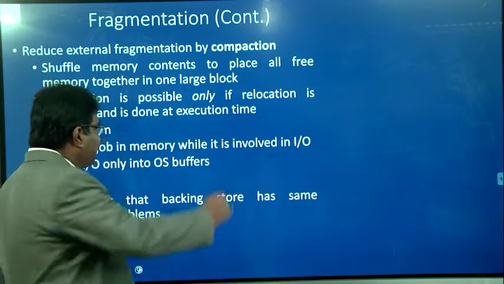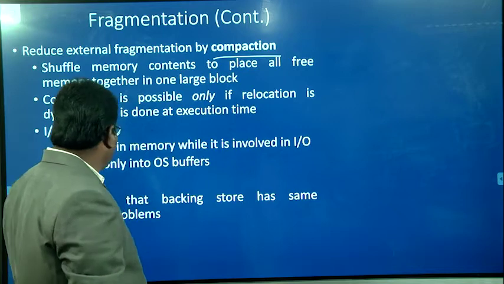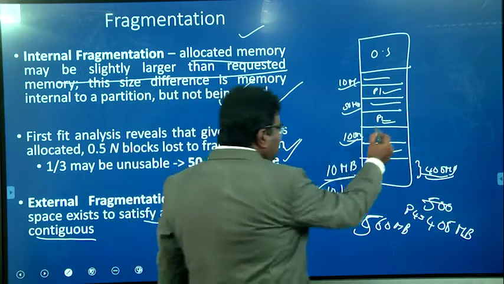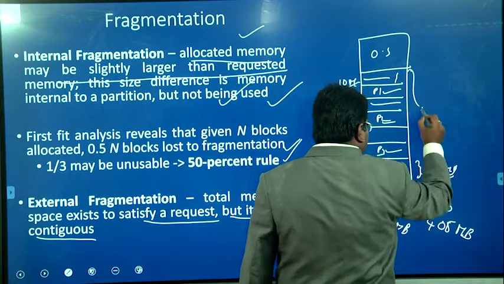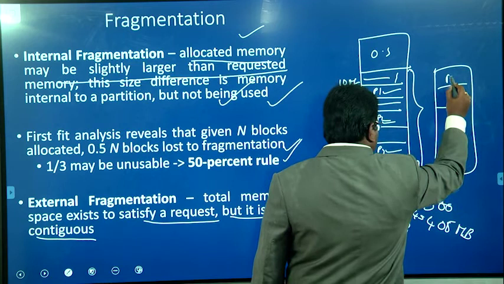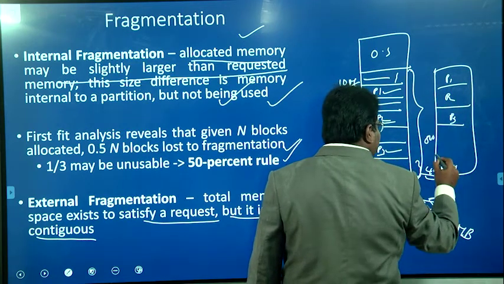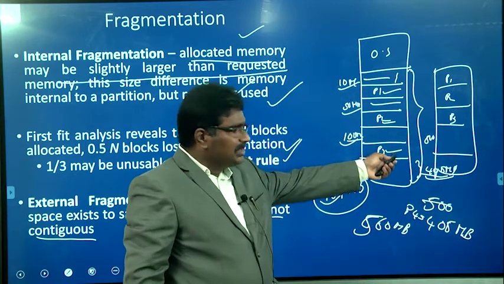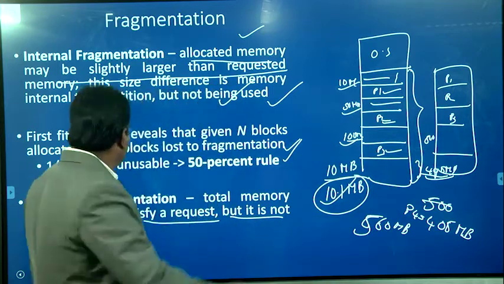What is the meaning of compaction? It is nothing but shuffling the memory contents to place all free memory together in one large block. Using compaction, for example, all of P1, P2, P3 are moved to one side. P1 is moved to the beginning, followed by P2, followed by P3. Then 560 MB of free space is generated. Then 405 is allocated to P4, and the remaining 155 MB of free space still exists.